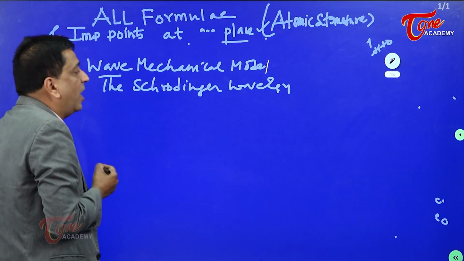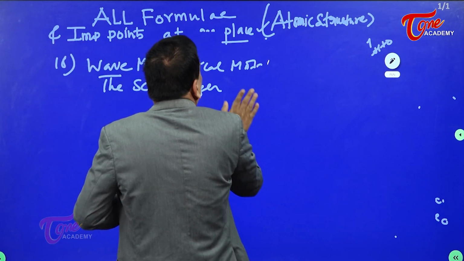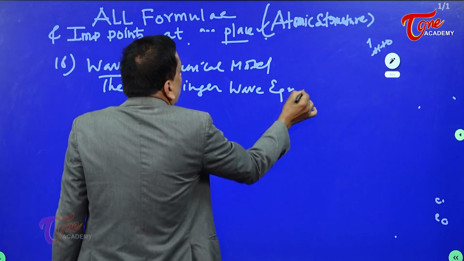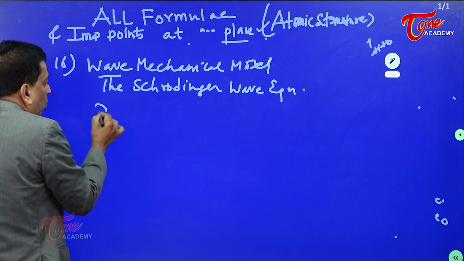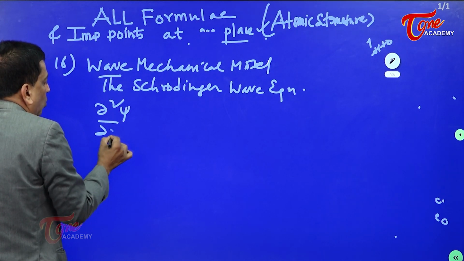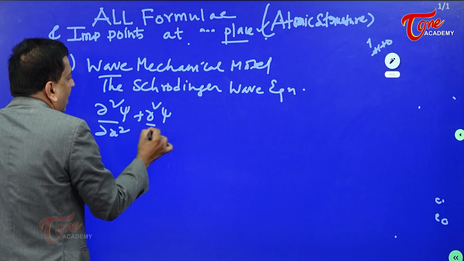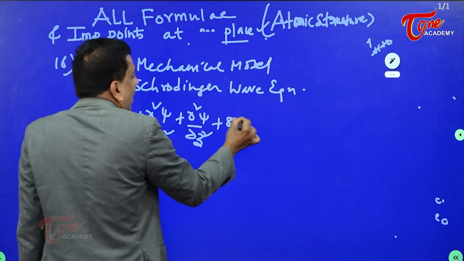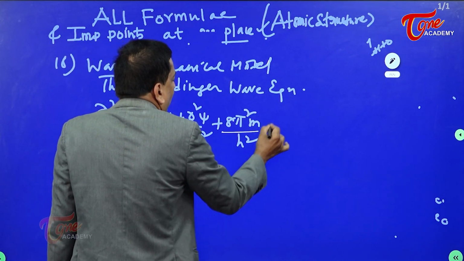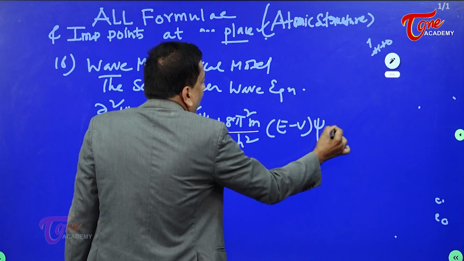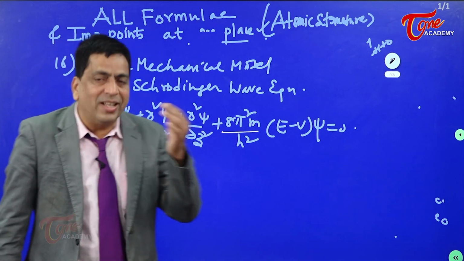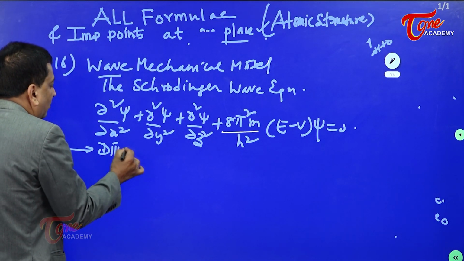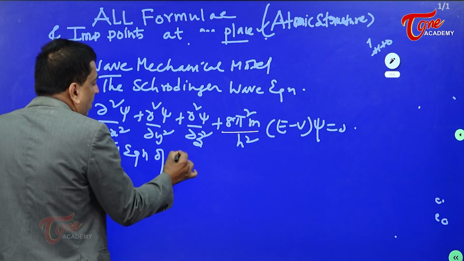And in the Schrodinger's wave equation, right, what is Schrodinger's wave equation? If you actually recollect it, I think you can see ∂²ψ/∂x² + ∂²ψ/∂y² + ∂²ψ/∂z² + 8π²m/h² (E − V)ψ = 0. That's basically the Schrodinger's wave equation, and this is nothing but a differential equation of second order. Differential equation of what? Second order.